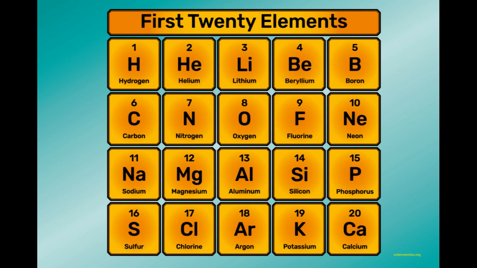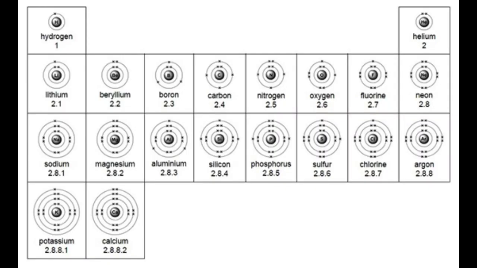Electronic configurations can also be written for ions. For example, a neon atom, therefore, has 10 electrons, 2 in the first shell and 8 in the second shell. Its electronic configuration is 2.8.